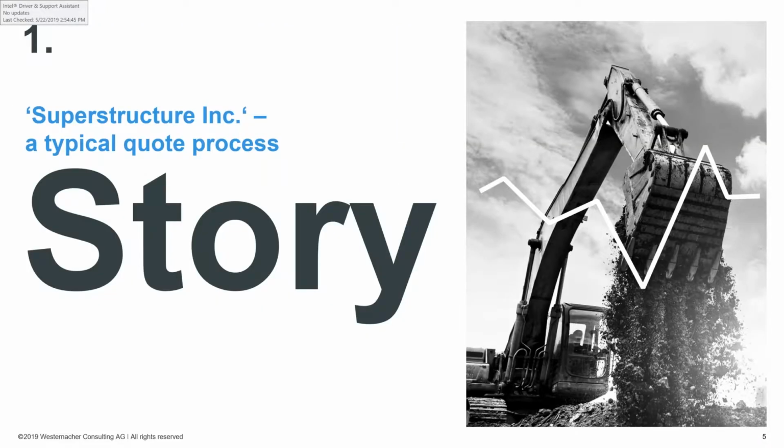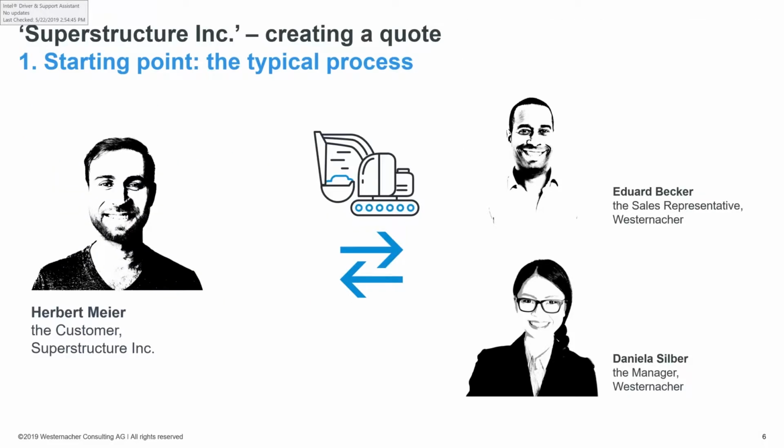We will start with a discovery journey of a typical quote process for the Superstructure Incorporated. The company Superstructure Incorporated, which is a construction company, was successful in winning a very big construction project that is way bigger than all projects they had to deliver before. To be prepared for this upcoming project, the demand arises to acquire additional excavators.